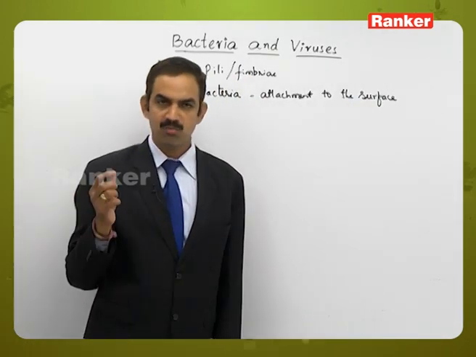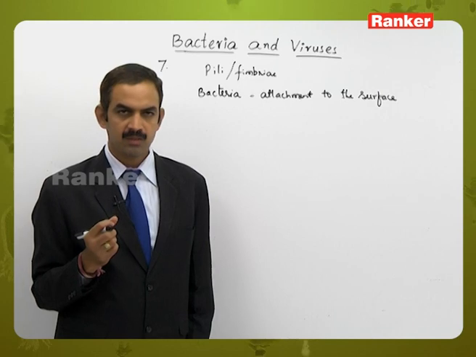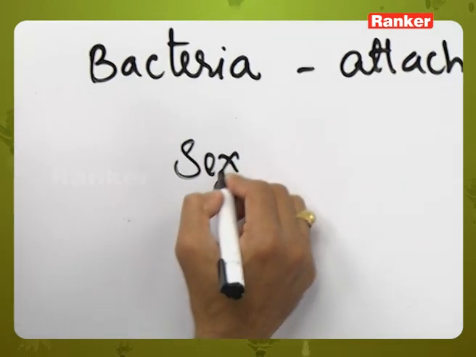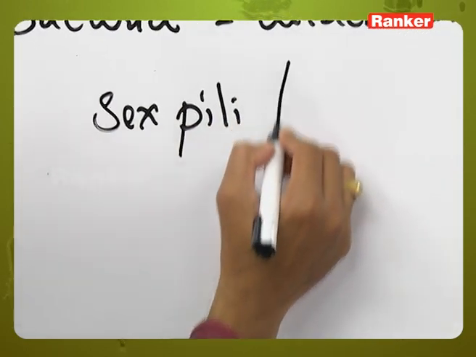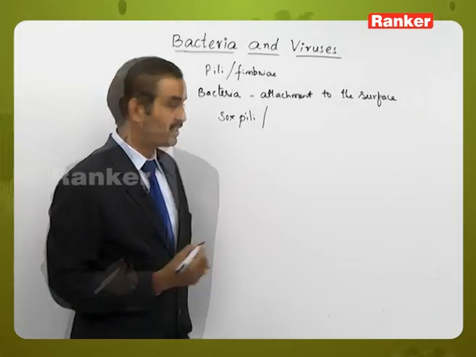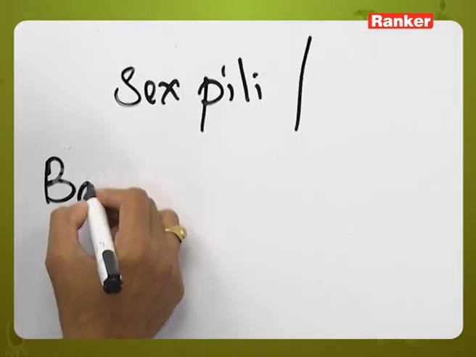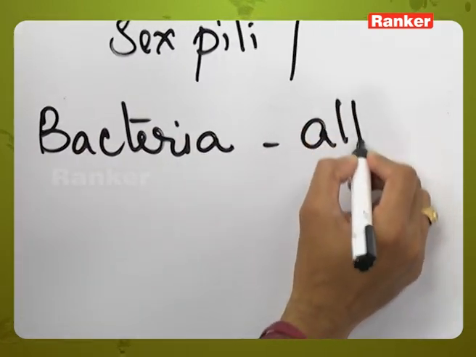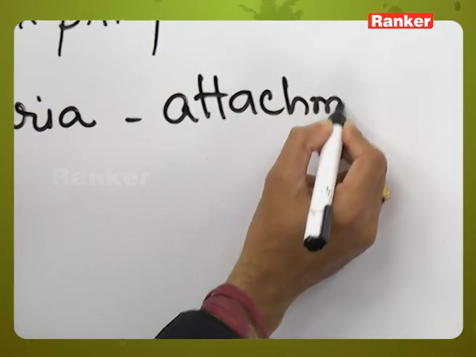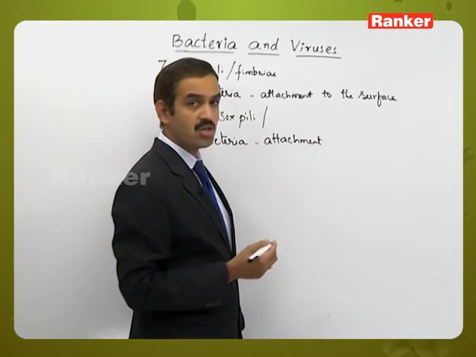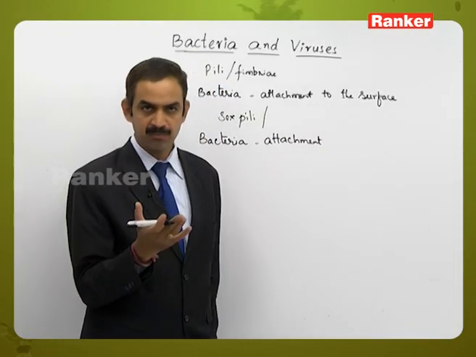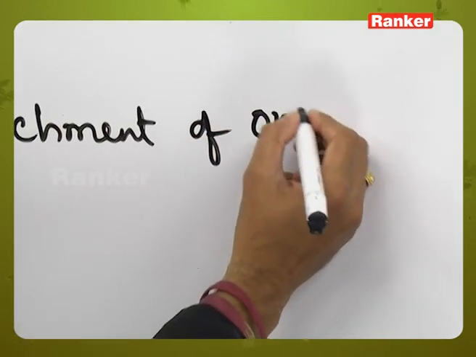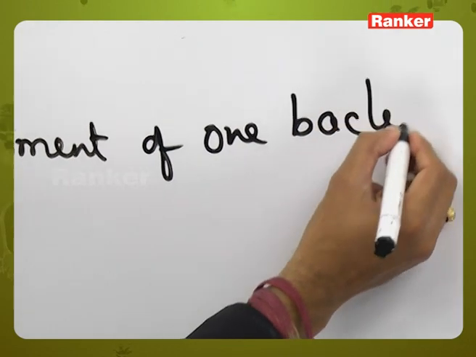Or there is one more type of pili present, called sex pili or sex fimbriae. These are the ones present with the bacteria, and they are also useful for attachment, but not to a surface or any substratum. It is useful for attachment of one bacterium to another bacterium.